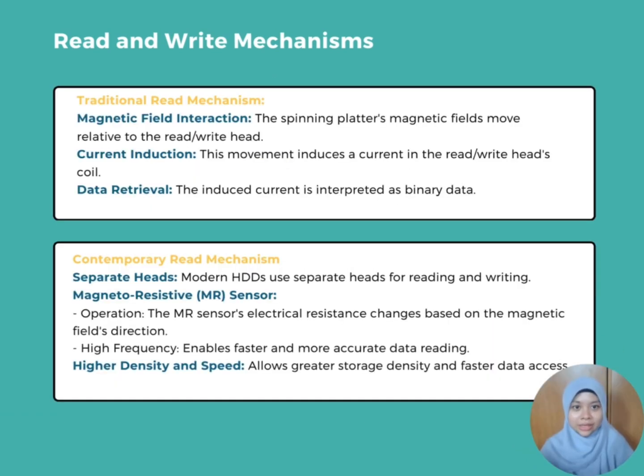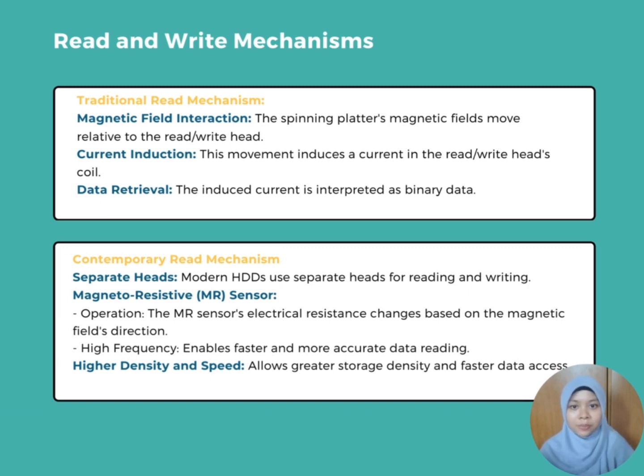Let's move on to the read mechanism. There are two types, traditional and contemporary. Let's look at the first one, traditional. In the traditional read mechanism, the spinning platter's magnetic fields move relative to the read or write head. This movement induces a current in the read or write head's coil. The induced current is interpreted as binary data.